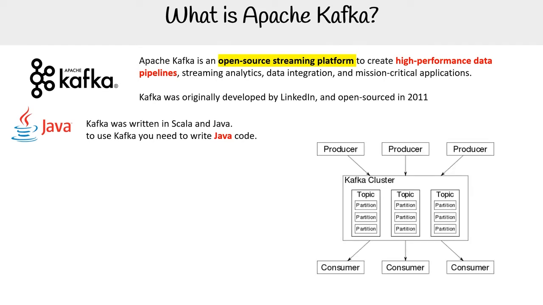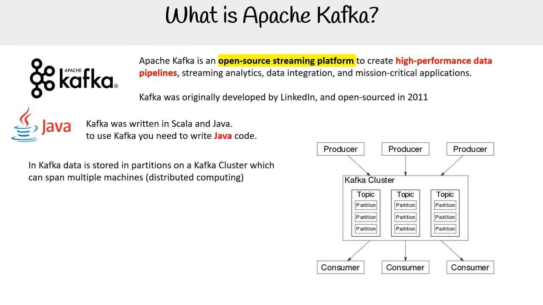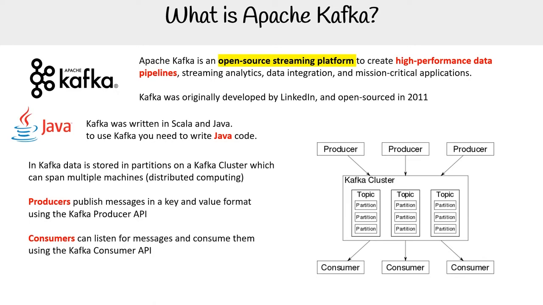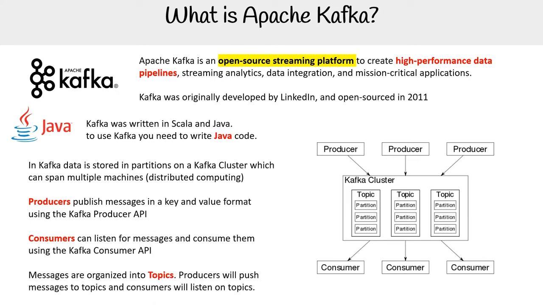We have producers, we have consumers, we have topics, there's a cluster, there's partitions. Looks similar to Event Hub and other kind of streaming platforms. In Kafka, data is stored in partitions, of course, that span multiple machines because it's for distributed computing. You have producers via the Kafka Producer API. You have consumers via the Consumer API. Messages are organized into topics. Producers will push messages to topics. Consumers will listen on topics.